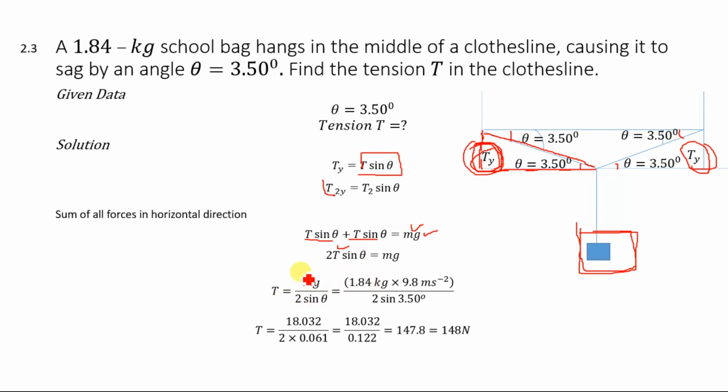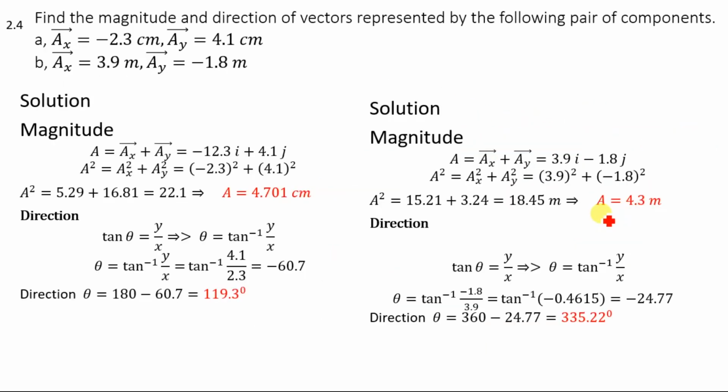Now substituting the value for mass, which is given as 1.84 kilogram. We know that the gravitational acceleration is 9.8 meter per second squared, 2 is this 2, and theta is given as 3.50 degree. Now solving this, we will finally get 148 Newton, and this 148 Newton is the required tension T in the clothesline. That's it.